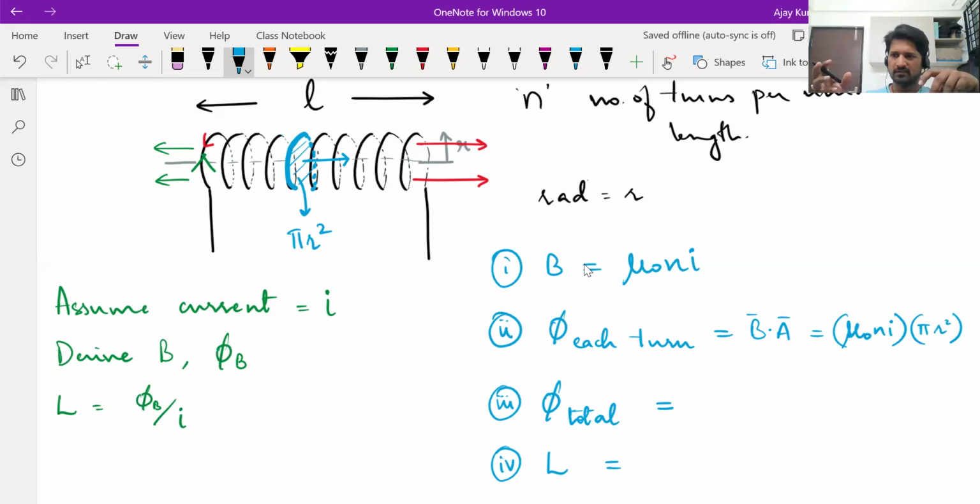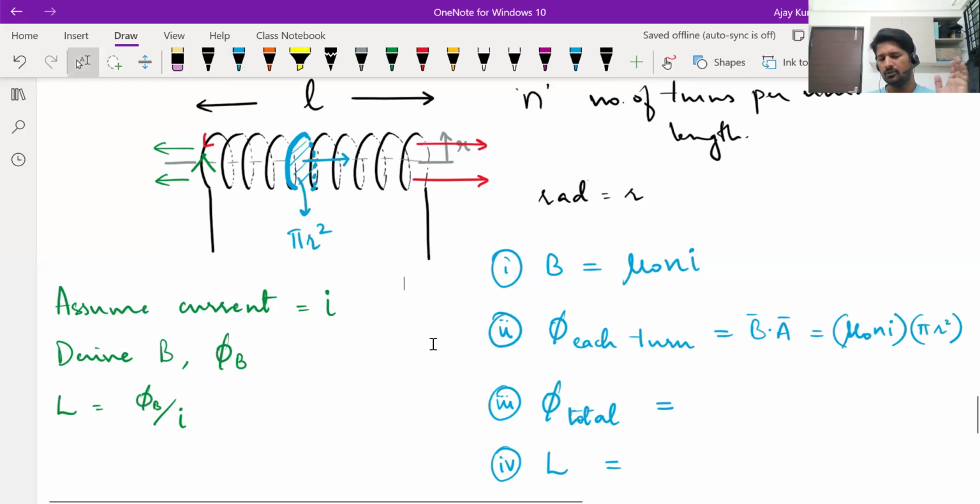When flux varies, in that one turn, there will be an EMF produced. So each turn of the solenoid will behave like a small battery. And there are a number of batteries like this connected one after another. They are all in series. So all the EMFs will get added. And if you want the total EMF induced between this point and this point, you have to consider the total flux induced. Okay, so you'll have to add the flux of all the turns to get the total flux in the solenoid.